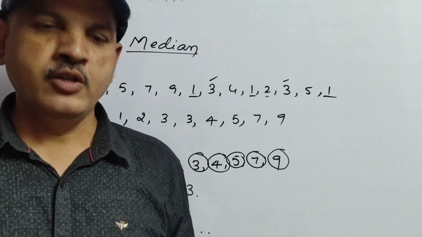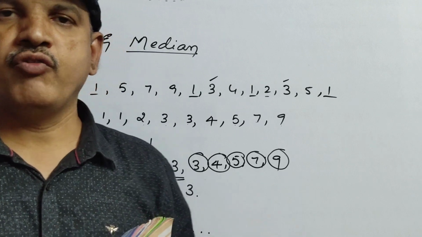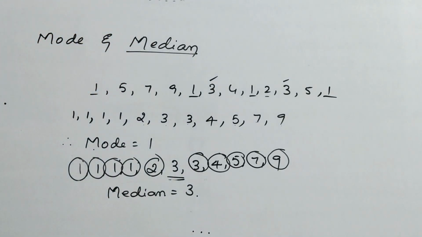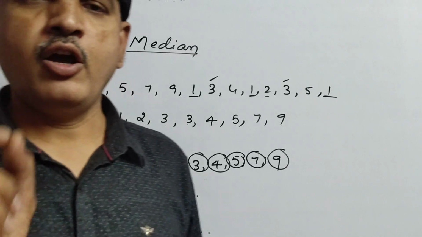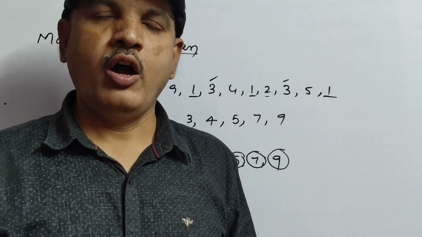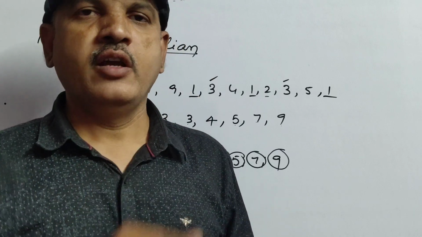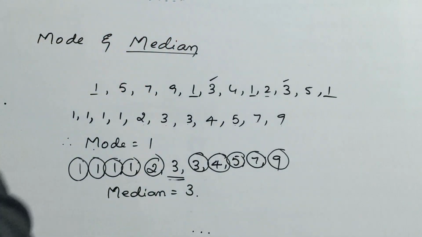Is it clear, children? Now we will go for the bar graphs. Okay, we will go for the bar graph. So bar graphs, before the explanation of bar graphs, I am going to explain how to draw the graphs and how you have to place the x-axis and y-axis. Okay, children, is it clear?